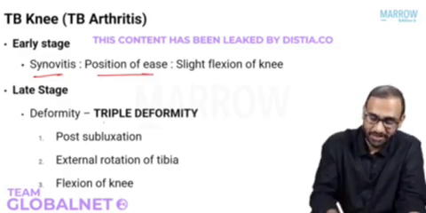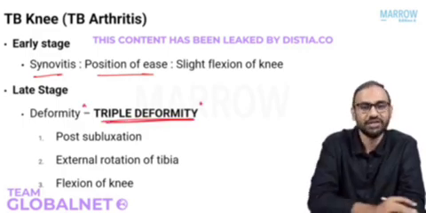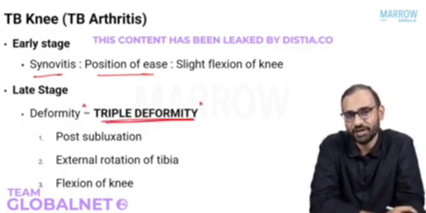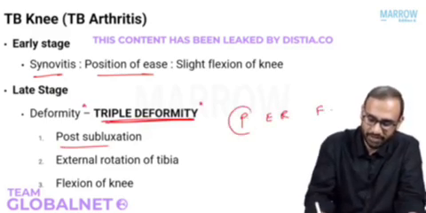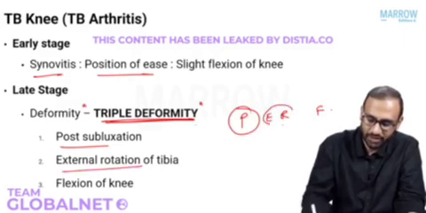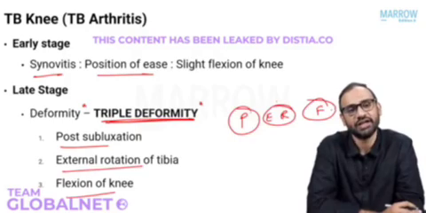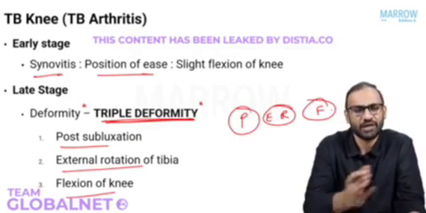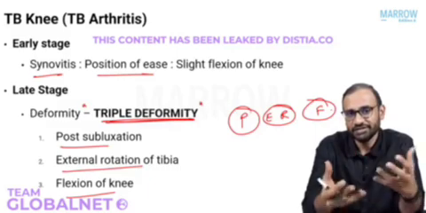That deformity is triple deformity. So what are the parameters of this deformity? The parameters can be remembered in the mnemonic PERF. There is posterior subluxation of the knee, there is external rotation of the tibia, and there is flexion of the knee. So this is the deformity that you will see in the knee. Again, what is the treatment? The treatment is anti-tubercular treatment and traction.